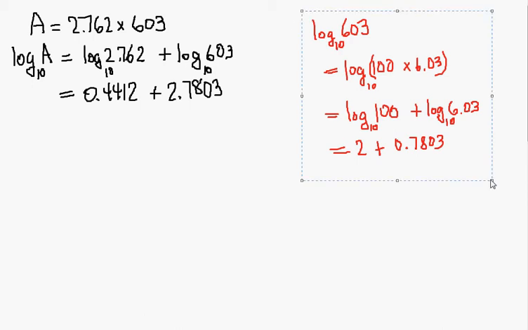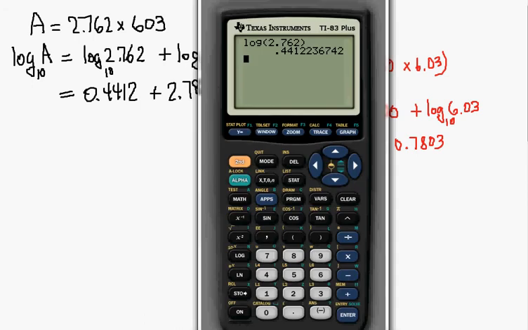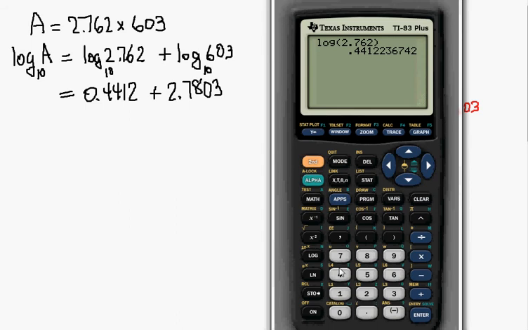Before we go any further, let me pull out the calculator and check that this actually works. If I take the logarithm of 603, I do get 2.7803, as expected.